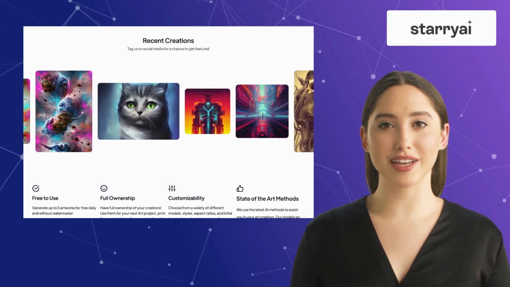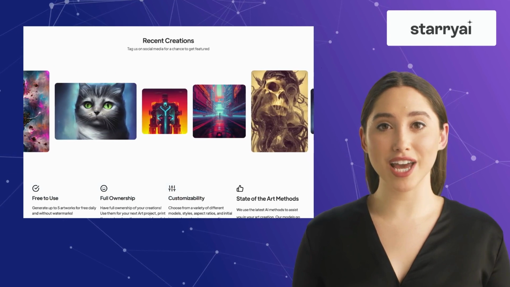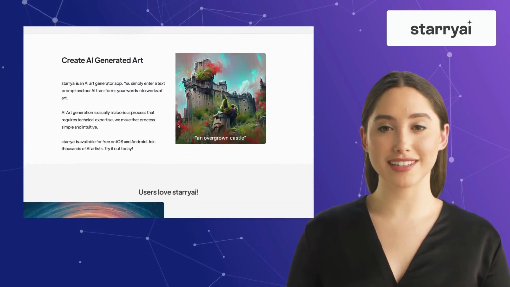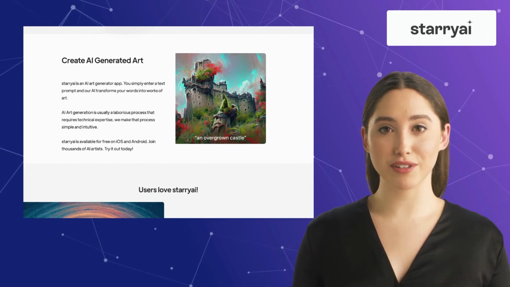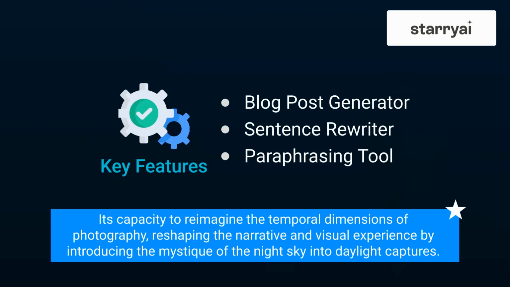It capitalizes on AI's adaptability to envision scenes that are often beyond the reach of natural lighting, enabling photographers to unveil captivating nocturnal vistas. The standout feature of Starry AI is its capacity to reimagine the temporal dimensions of photography, reshaping the narrative and visual experience by introducing the mystique of the night sky into daylight captures.